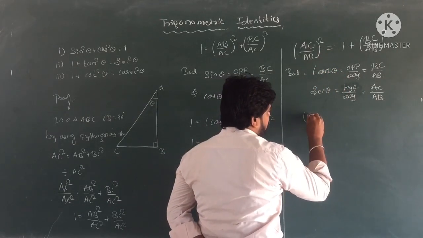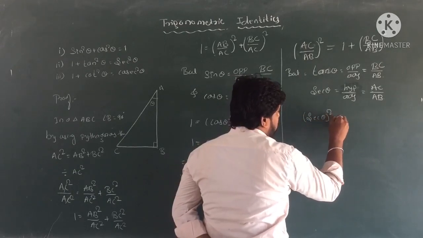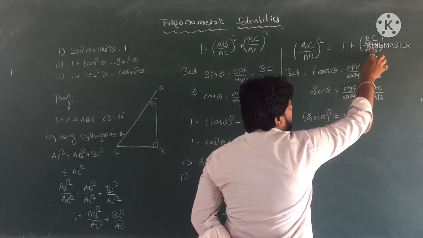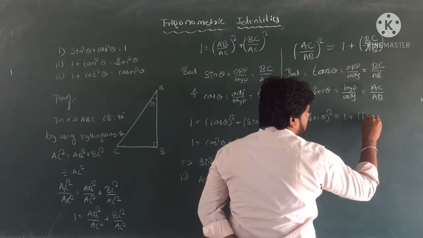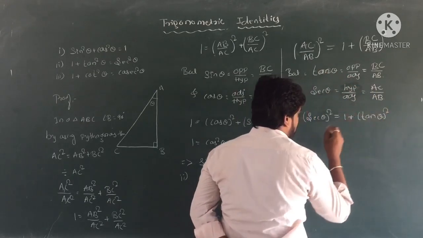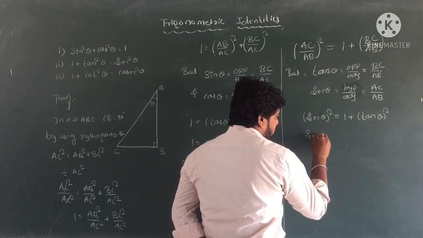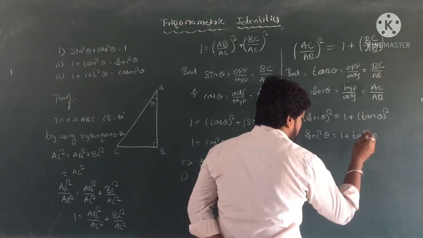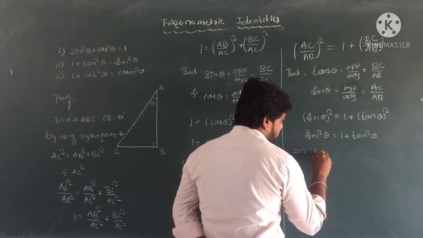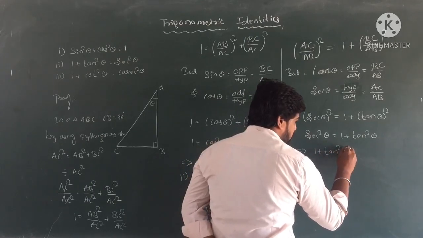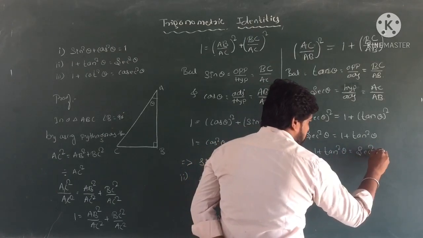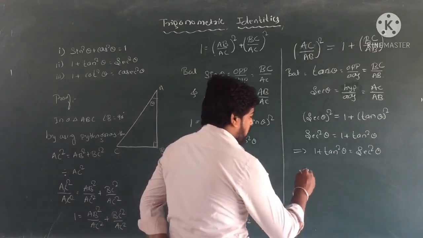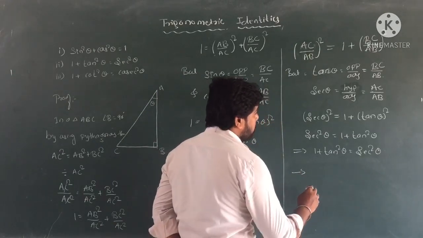So here we got sec theta whole square is equal to 1 plus BC by AB, and BC by AB means tan theta, whole square. So this one we can write sec square theta is equal to 1 plus tan square theta. So this implies 1 plus tan square theta is equal to sec square theta. Any doubt? So next, there is another method, an alternate method.